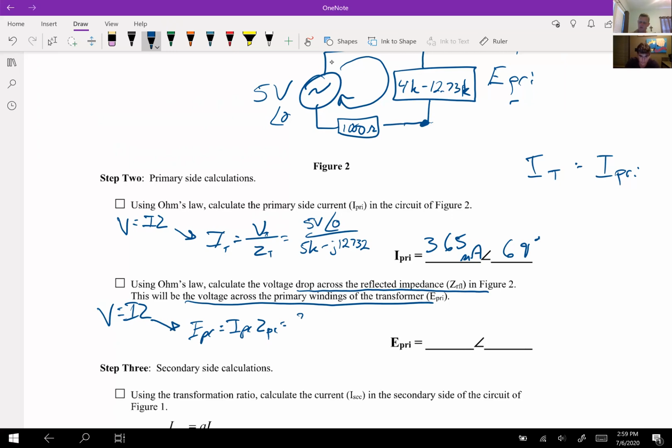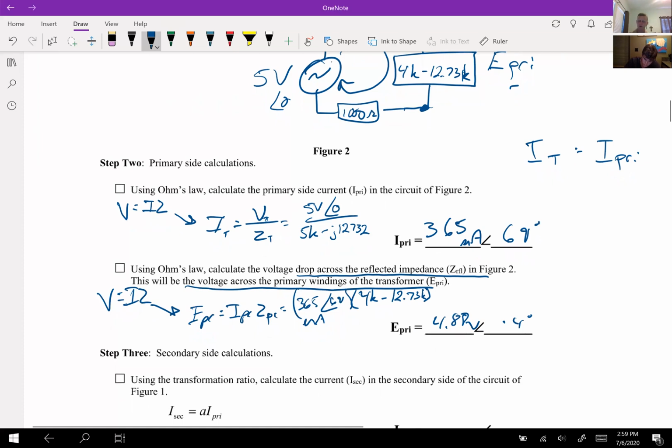So we take that 365 angle 69, and that's microamps. Don't forget to put in your times 10 to the negative 6th. And the Z primary is that Z primary reflected, 4K minus 12.73K. E primary comes out to 4.88 volts, angle negative 4 degrees.